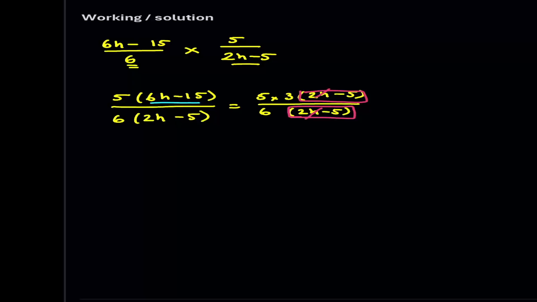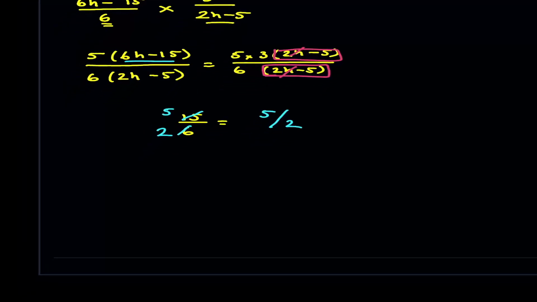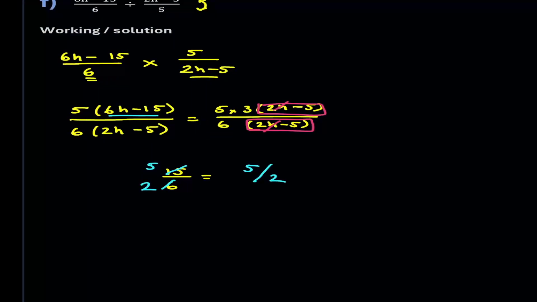And so my numerator is 5 times 3, which is 15. The denominator is 6, and 3 goes into both of them. 3 goes into 15 5 times, 3 goes into 6 twice. So my answer is just 5 on 2. Nice, beautiful. So we did quite a few questions there.